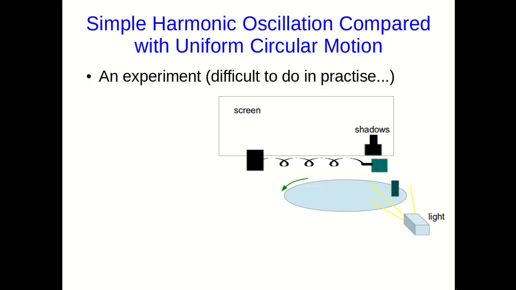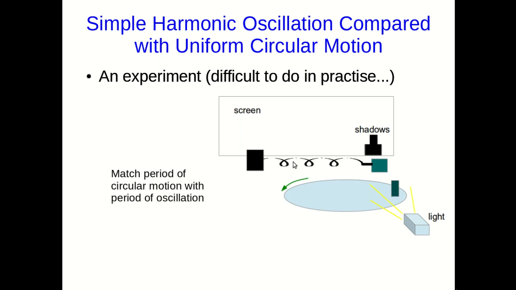Here's how it works. You have a mass on a spring. So this is our simple harmonic oscillator. And you have an object on, say, a turntable or some other way of making something go in a circle. And you arrange it so that the period of this thing going around the circle is the same as the period of your simple harmonic oscillator. So that's one of the difficulties of the experiment.